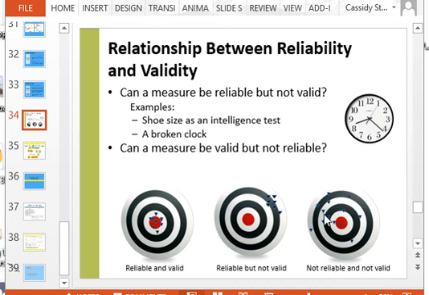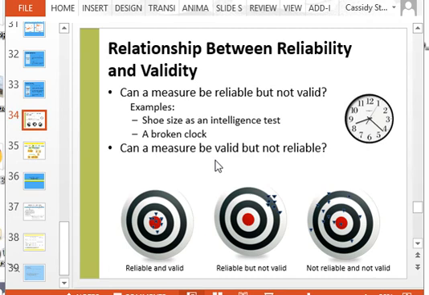Here it's not reliable or valid. We're not measuring anything well. We don't know what we're measuring, and we're not measuring it consistently. When we get reliability and validity, that's the sweet spot. That's what we want as a researcher.